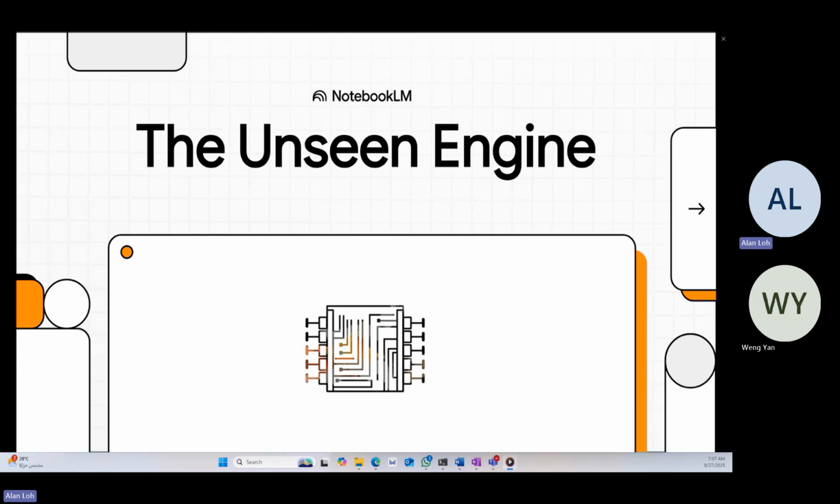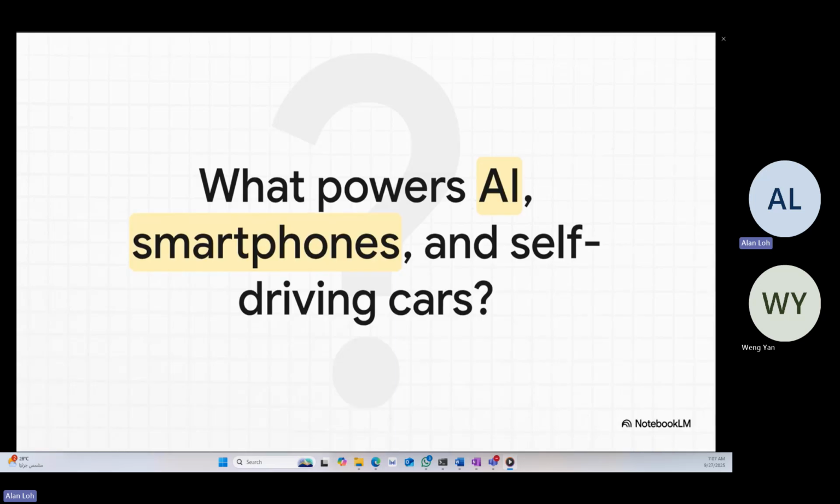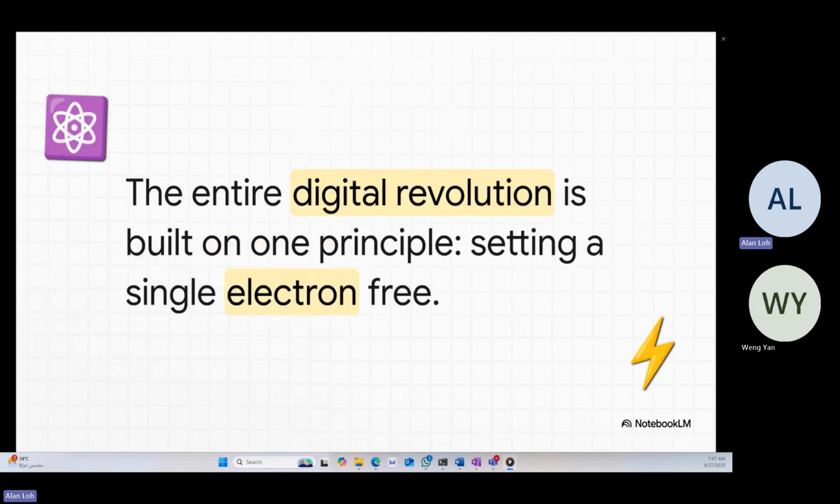The unseen engine that powers, well, pretty much everything in your life. It's a technology so fundamental, yet it all kicks off with one simple, tiny action: setting a single particle free. Ever stop to think about what a self-driving car, the AI you hear about everywhere, and the smartphone in your pocket all have in common? I mean, they seem like totally different worlds, right? But believe it or not, they all share the exact same DNA, the same common ancestor. And it all begins here, at a scale you can't even see. The entire digital age, everything is built on one surprisingly simple idea: figuring out how to control a single electron. So how in the world do you go from one tiny particle to the engine of modern civilization?